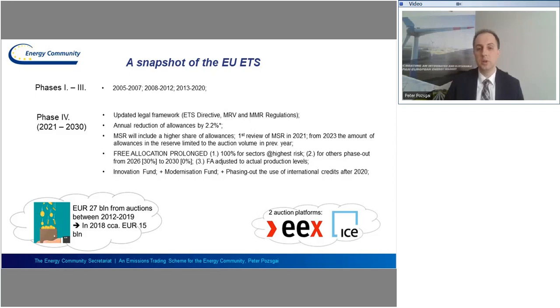The Modernization Fund is another fund which also uses income from the auction revenues of the allowances, and this aims at providing help to those EU member states whose economies are weak, whose economy is highly dependent on polluting activities. These are countries located in Central and Eastern Europe.